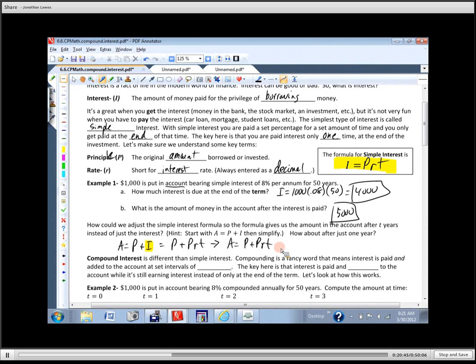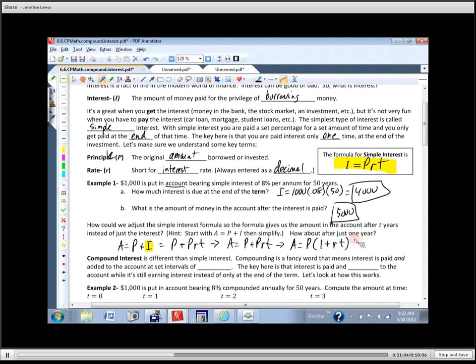But it probably would be a lot better, rather than putting P in both of those places, let's do this. Let's factor it out. So this is going to be P, and then what's left when we take a P out of this? A 1 plus RT. Okay, and that formula would give us the answer just from the get-go.